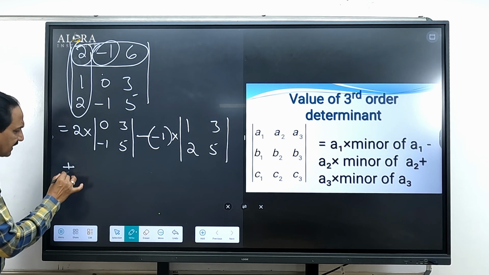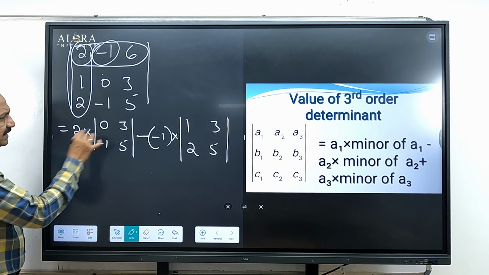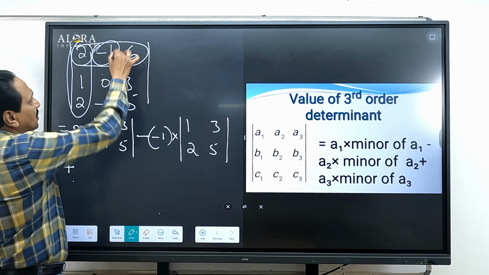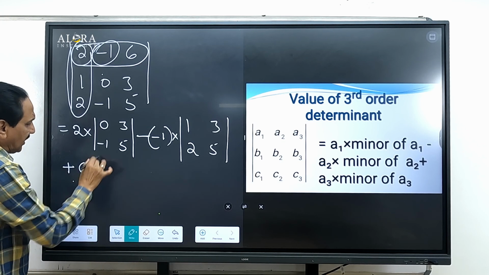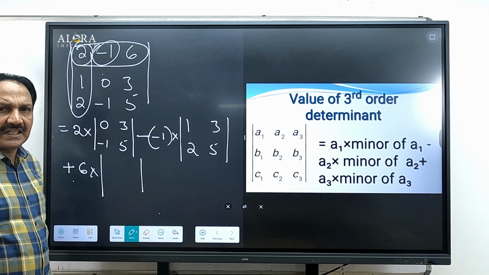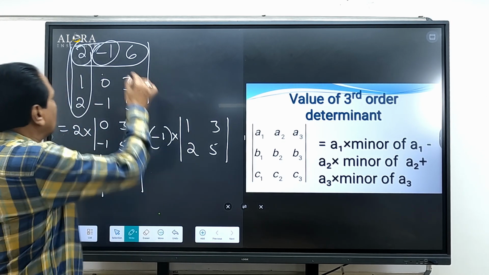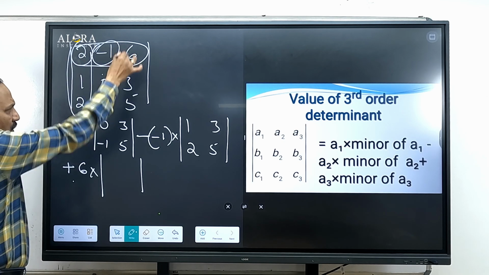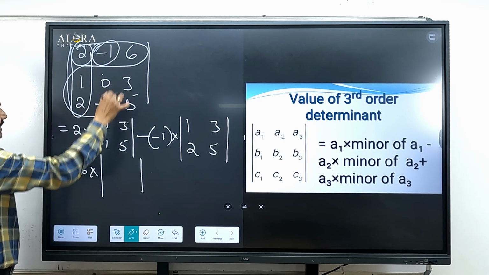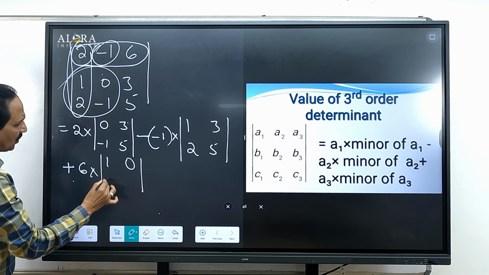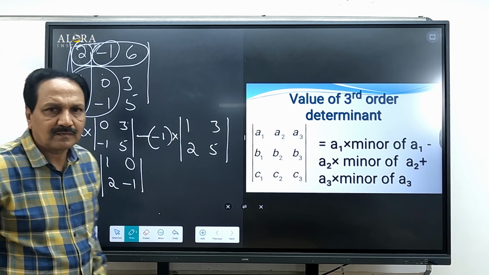Third term with plus sign. Plus, minus, plus. Third element, that is 6 into minor of 6. Now we can easily write the minor of 6. Close the row containing 6. Close the column containing 6. So this is the minor. 1, 0, 2, minus 1.